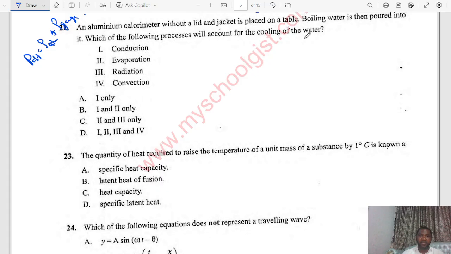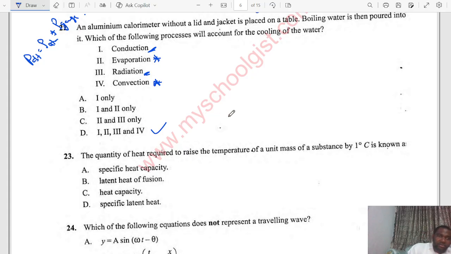heat transfer. So definitely there is evaporation. Definitely there is convection, because there is going to be heat loss by convection. But evaporation is definitely one of them. The calorimeter is not lagged, so it can also lose heat by conduction, and it can also lose heat by radiation. So the answer to that question is D.